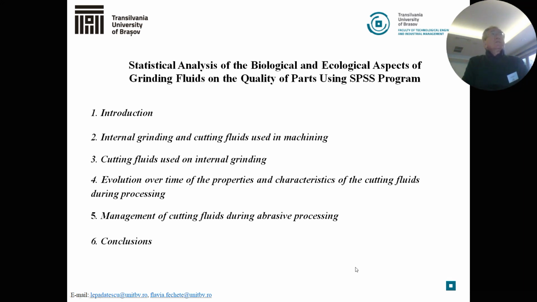Statistical analysis. The steps are: first, introduction; internal grinding and cutting fluid used in machining; cutting fluid used in internal grinding; evolution over time of the property and characteristic of the cutting fluids during processing; measurement of cutting fluid during abrasive processing; and conclusion.